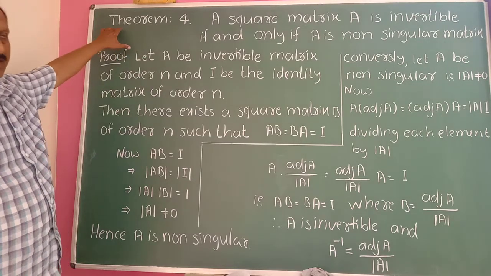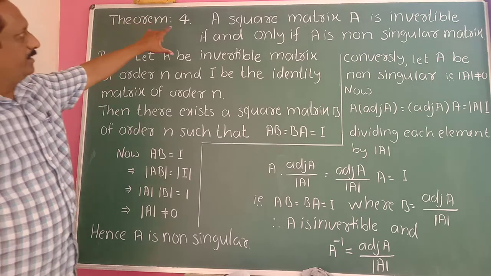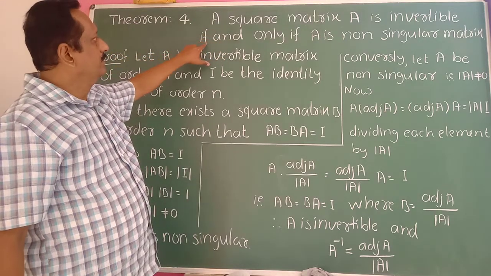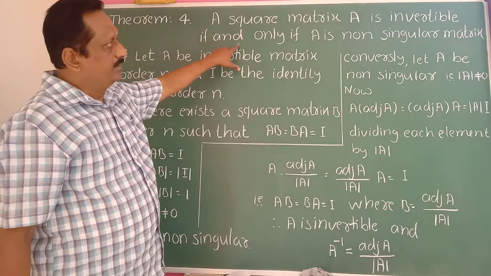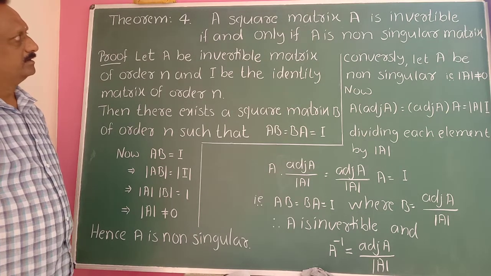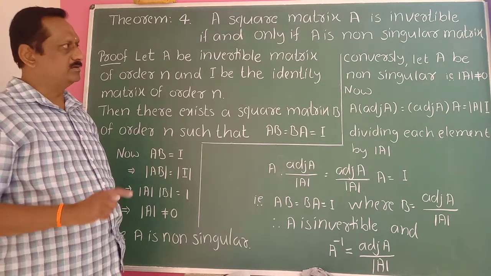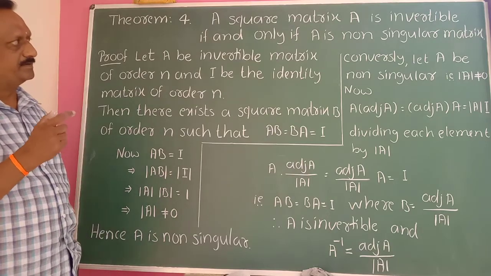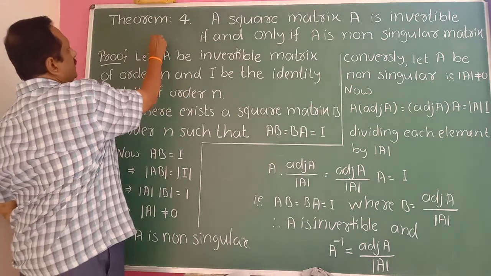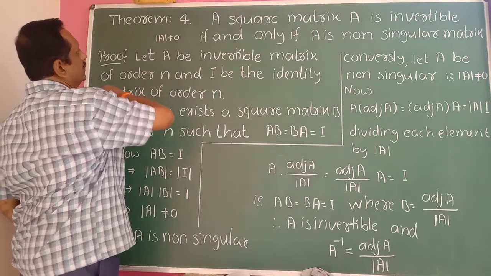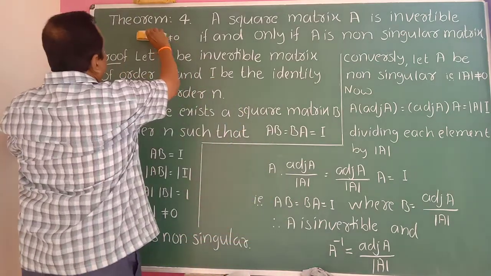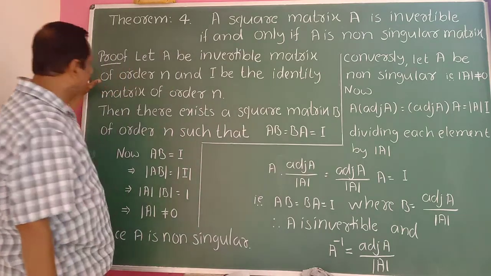So the fourth theorem. The statement: a square matrix A is invertible if and only if A is a non-singular matrix. Invertible means it has an inverse. So matrix A has an inverse if A is a non-singular matrix. Non-singular means the determinant of A is not equal to 0. If the determinant of A is not equal to 0, then only it has an inverse. So this is the meaning. Therefore, here is the proof.